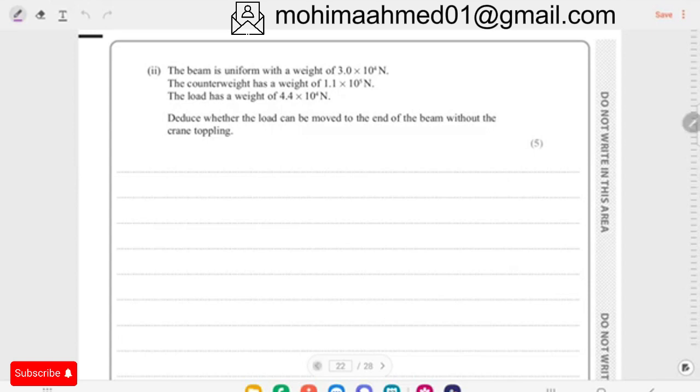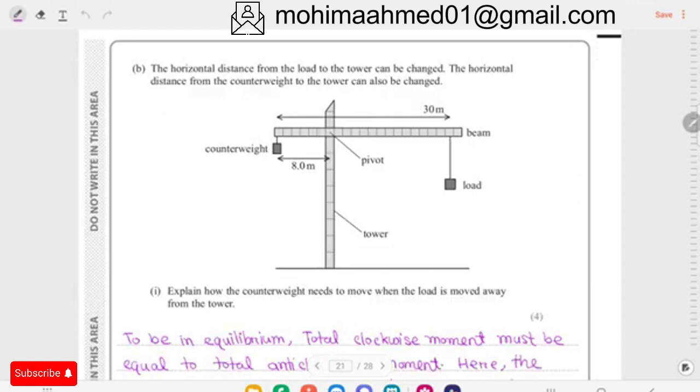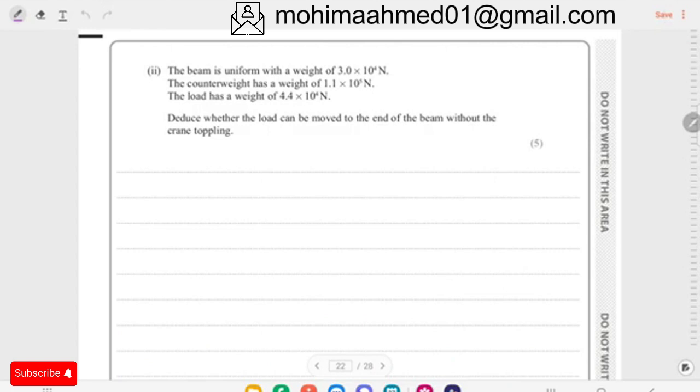Okay, so if the load is moved to the very end of the beam, the distance from the tower is 28, right? And over here, the counterweight is always 8 meters away from the tower. So let's find out what the distance would be. Sorry, the distance would be 22, because on the other side it was 8. So 30 minus 8 is 22.